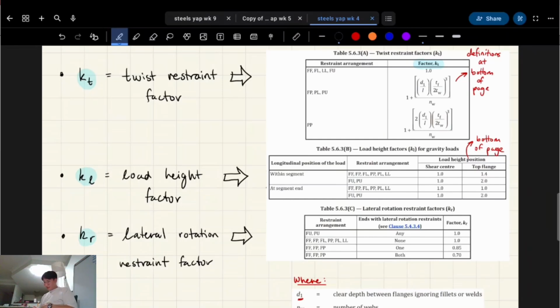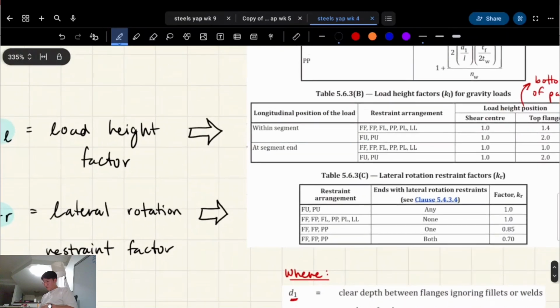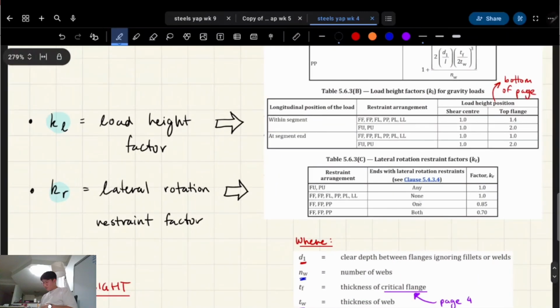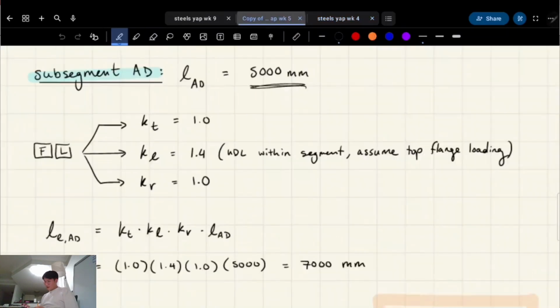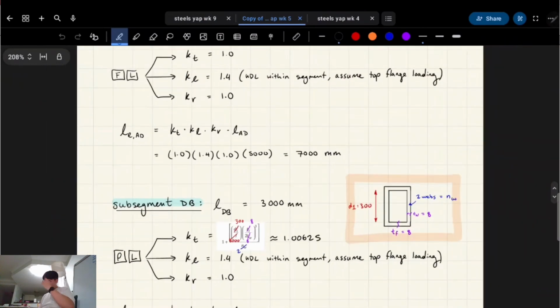Okay, last is the lateral rotation restraint factor. This one's easy because at least Hamid said we just assume it's... So if you have unrestrained, it doesn't really matter. Your KR factor is 1. And if you have something that's not unrestrained, you assume we have no ends with lateral rotational restraint. So basically KR is always 1. That's the assumption.